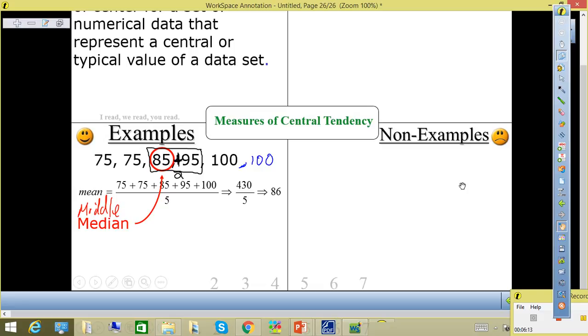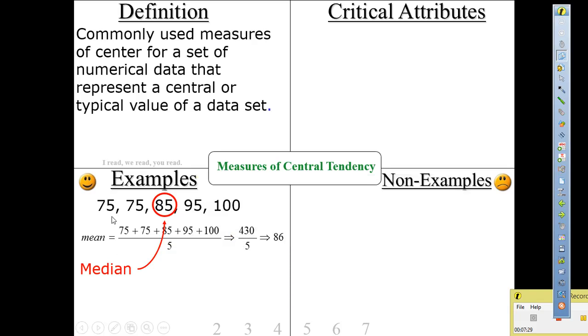Any questions so far with the first 2 measures of central tendency? Okay. And the last one. Here we go. The last measure of central tendency is the mode. Now, looking at the data, according to what we saw, it's 75. Tell your neighbor why the mode is 75.